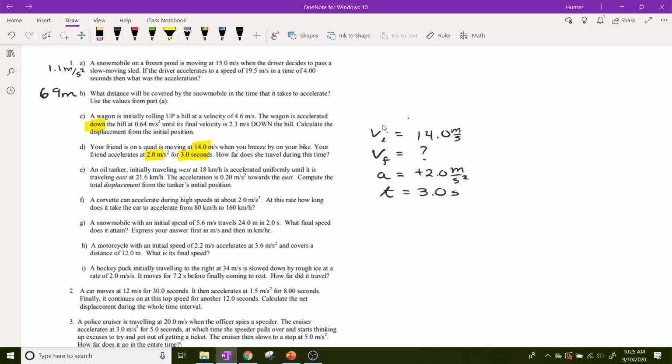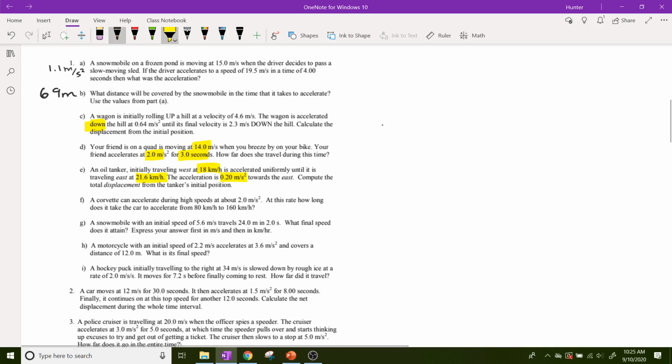Gotta erase this. Okay, we have information, so I'm going to highlight the important numbers. Tanker traveling at 18 kilometers per hour. Oh gosh, we need to convert these. 21.6 kilometers per hour. The acceleration is 0.2 meters per second squared towards the east, so that's going to be a positive acceleration because it's going right. Compute the total displacement from the tanker's initial position.